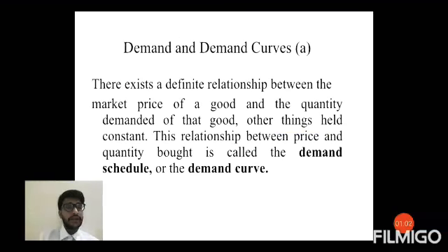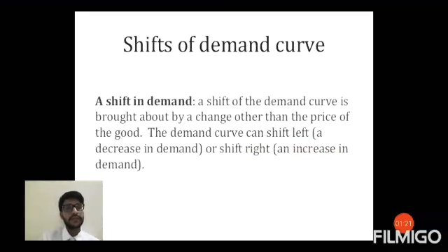Demand and the demand curve. There exists a definite relationship between the market price of a good and the quantity demanded of the good, other things being constant. The relationship between price and quantity demanded is called the demand schedule or the demand curve.